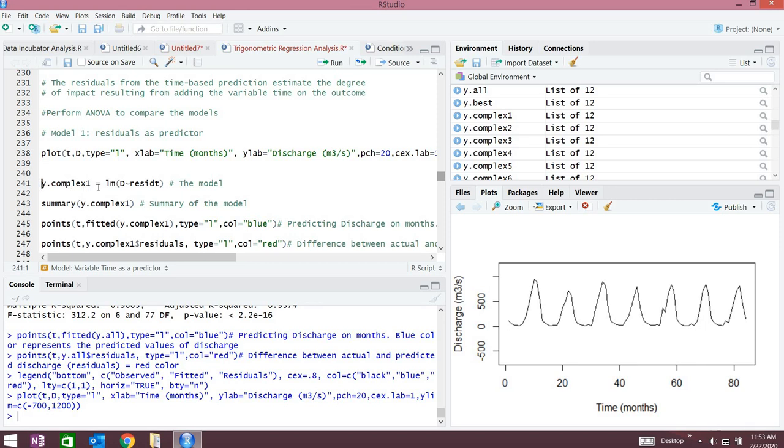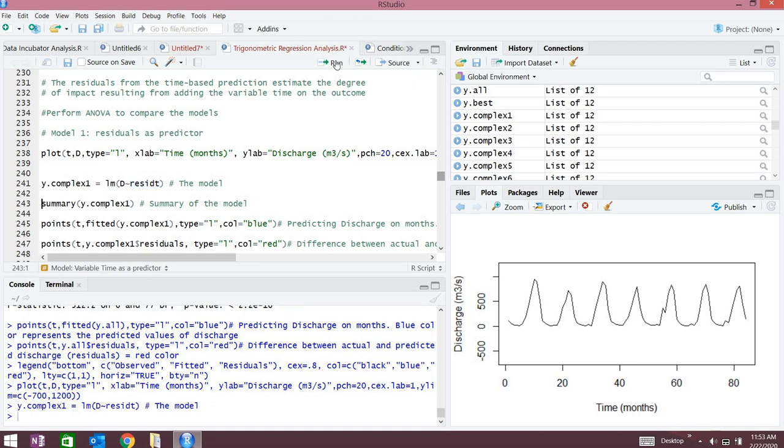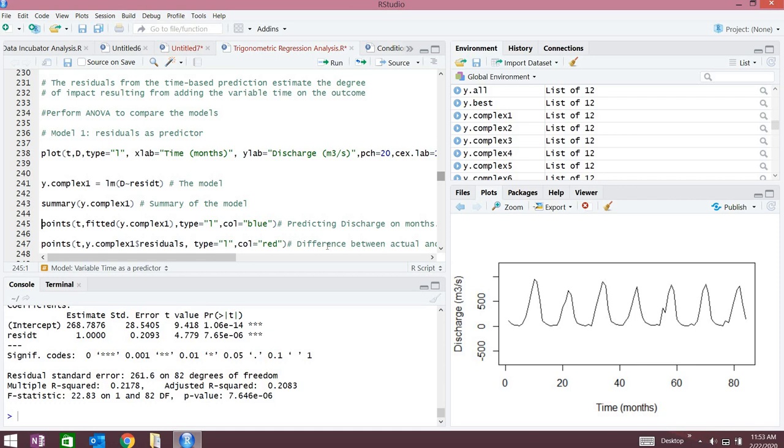Then y.complex1, that's what I call complex models, or models of increasing complexity. So you'd have y.complex1, y.complex2 and so on to the last model. So y.complex1 = lm(discharge ~ resid(t)), the residual from the time-based model. And then you see the summary.